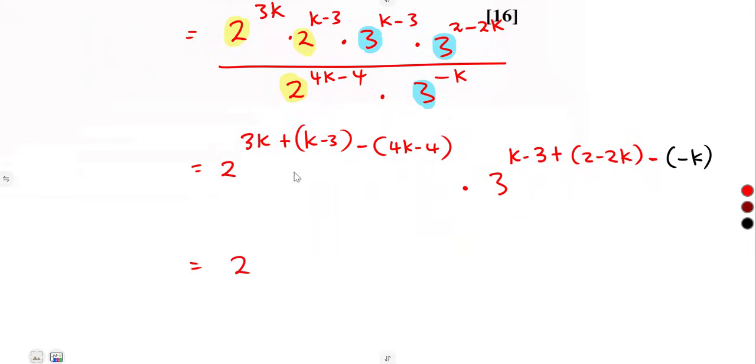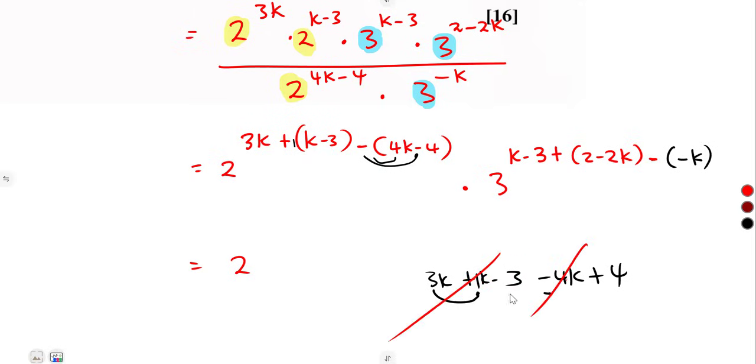So this was going to give us 2 to the exponent of what? Let us just expand. This is 1, so that is 3k plus k minus 3. Expand by negative 1 here, that was going to be negative 4k, plus a 4. So 3 plus 1, that's 4, minus 4. So this is going to give us a 0. Minus 3 plus 4, that's a 1. So this is going to give us 2 to the exponent of 1.